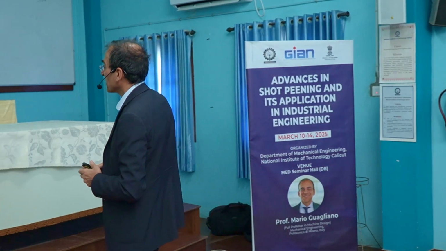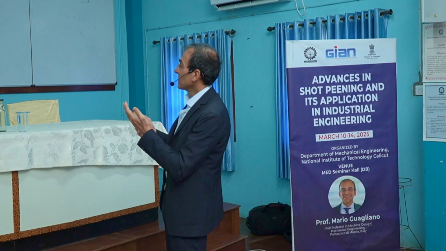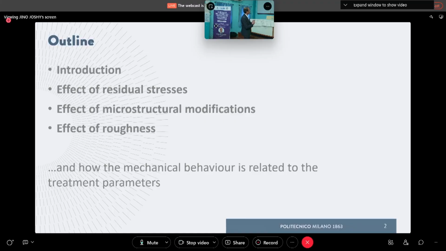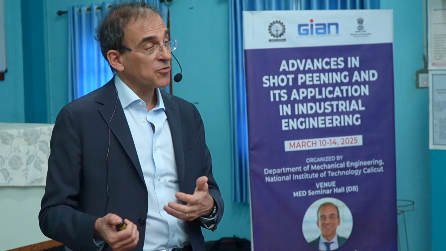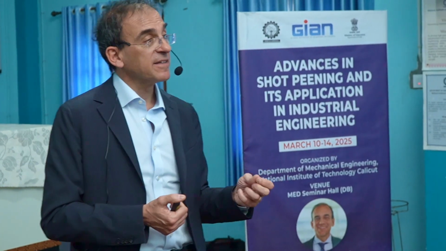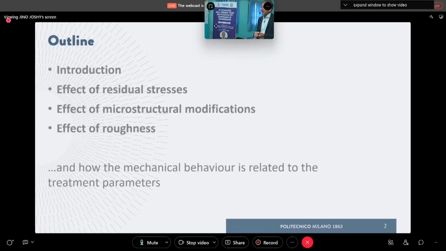Let's see which are the effects and how the mechanical behavior and the effects are related to the treatment parameters. So this is the outline of this presentation. After the brief introduction, we will see, as I have already mentioned, the three main effects: residual stresses, surface microstructural modification, both in terms of hardening and also grain refinement, and finally the effect on surface finishing, surface roughness.